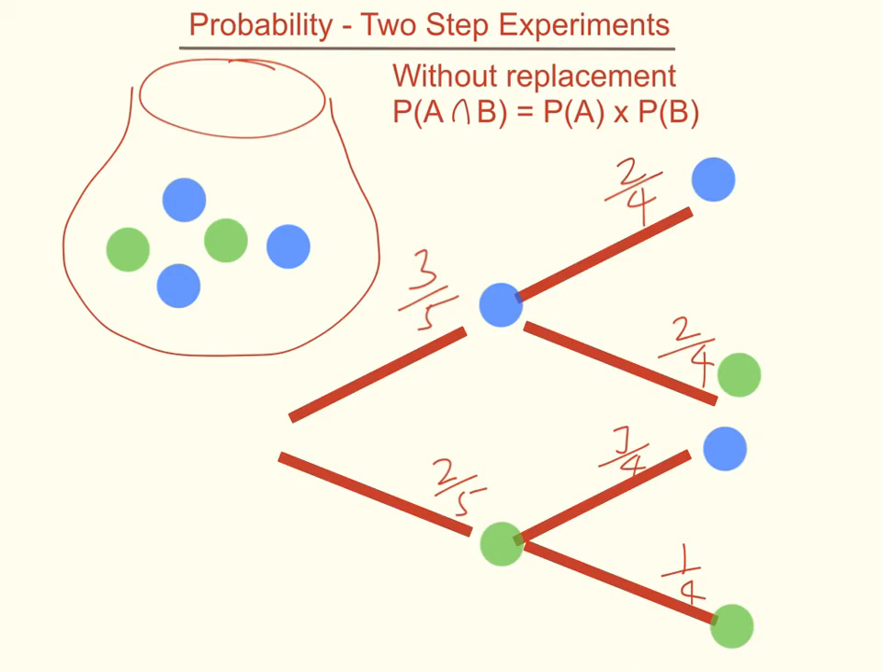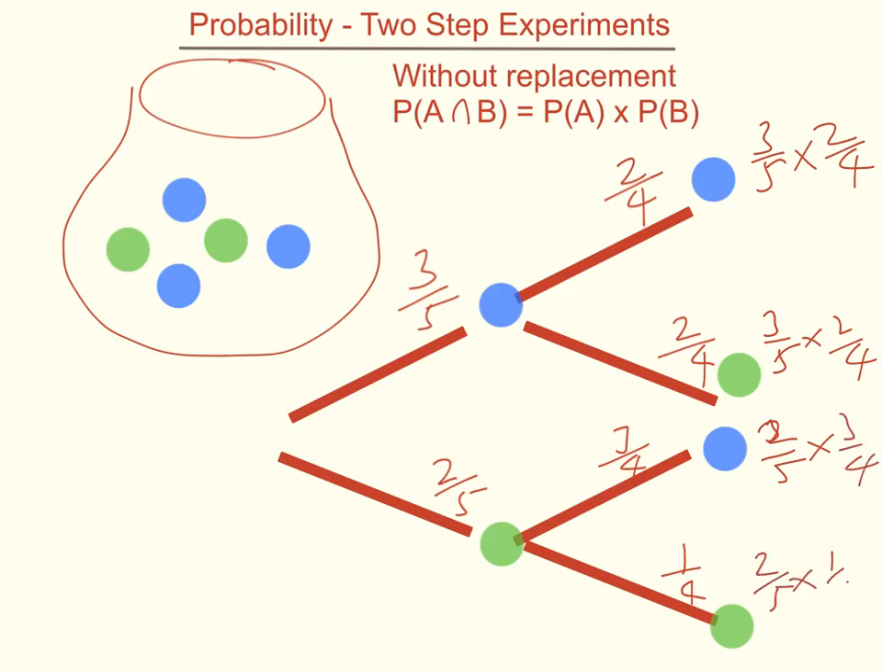When we don't replace them, we're going to get these answers. I'm going to get 3/5 by 2/4, 3/5 by 2/4, 2/5 by 3/4, and 2/5 by 1/4. And those answers will be different than the answers on the previous slide because we're not putting the first bead back, and the number of beads in the bag changes as we take them out.